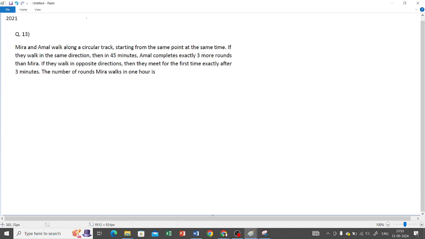If they walk in the same direction, then in 45 minutes, Amal completes exactly 3 more rounds than Meera. If they walk in opposite directions, then they meet for the first time exactly after 3 minutes. The number of rounds Meera walks in 1 hour is?